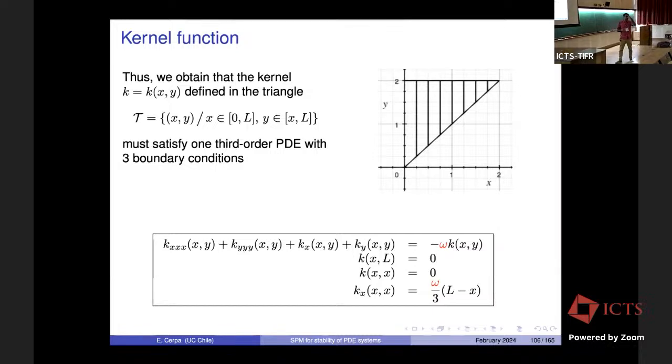So we put together all the equations that K has to satisfy, and we obtain this in the box. We have an equation inside the triangular domain, and we have 3 boundary conditions. We have 2 of them on the diagonal, and the other one where the second variable is L, so on the top. So we have 1 boundary condition on the top and 2 on the diagonal.